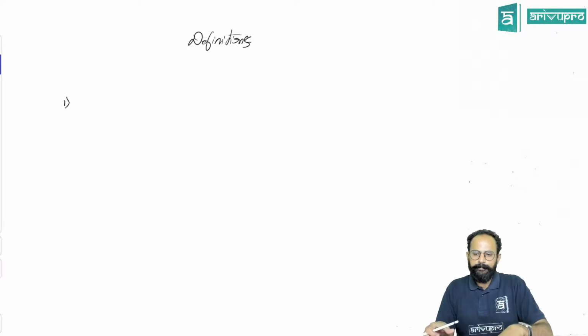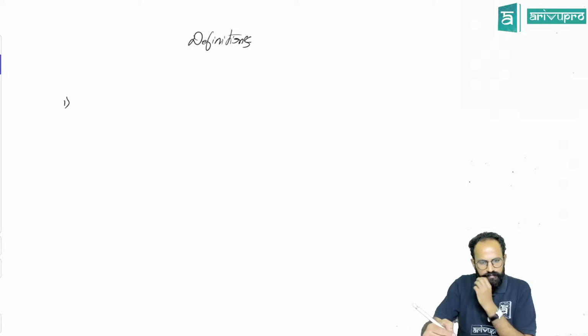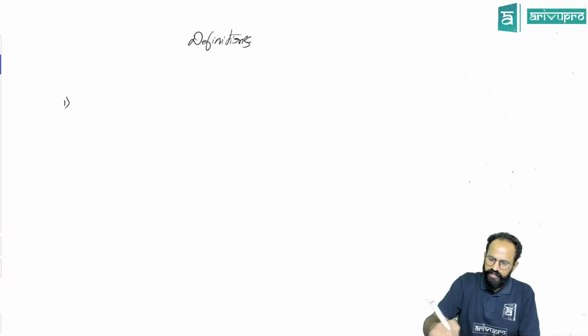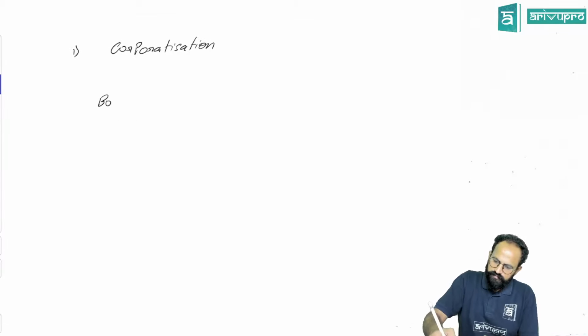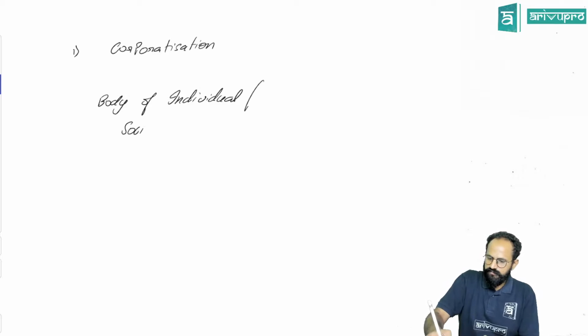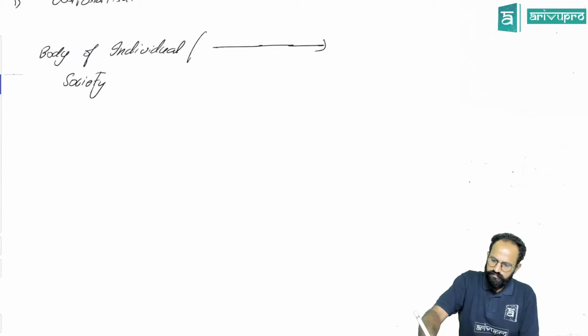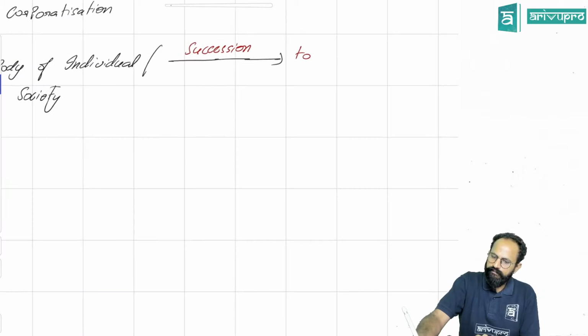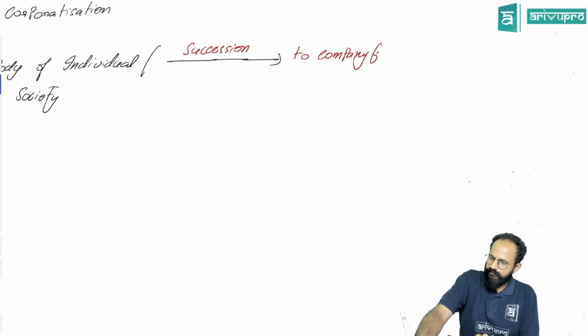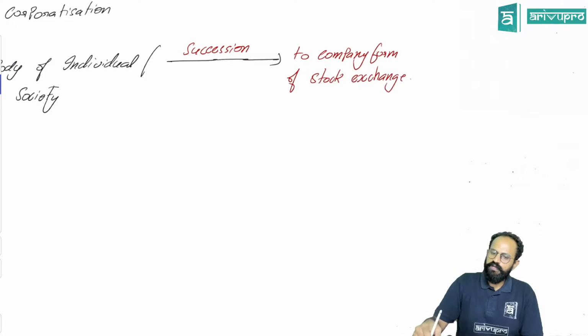Yes, people, write down. Definition, write down, first one, corporatization. What do you mean by corporatization? Body of individuals or society. Succession to company form of stock exchange. Company form of stock exchange.